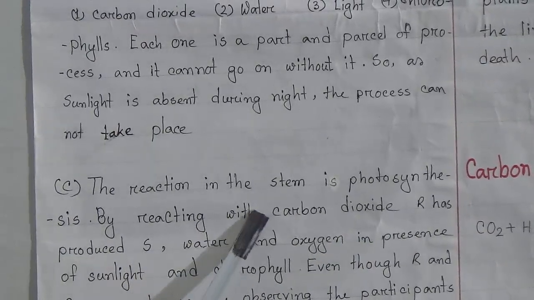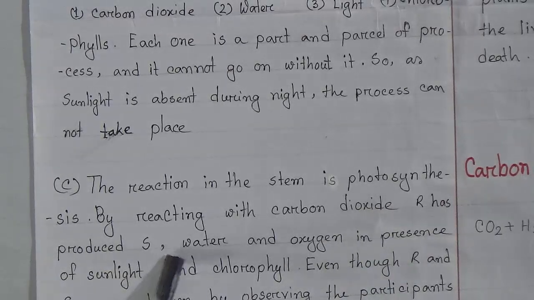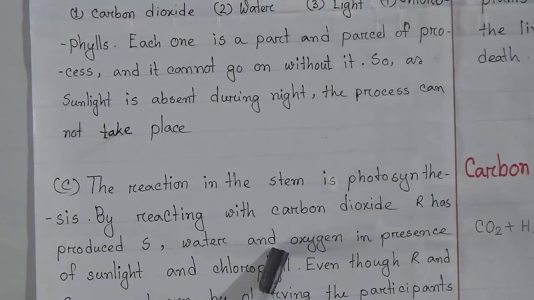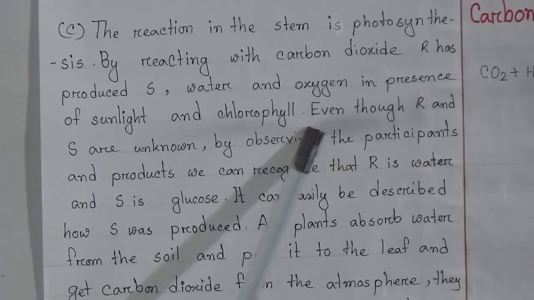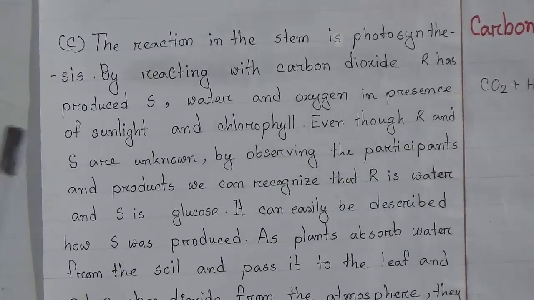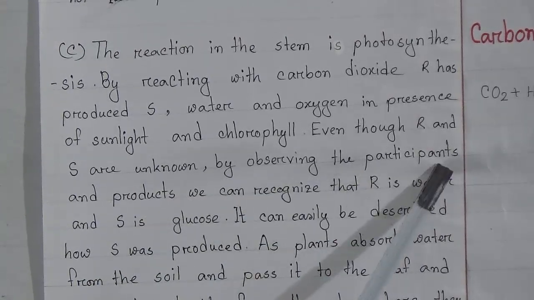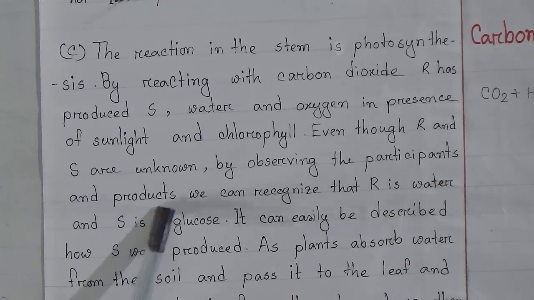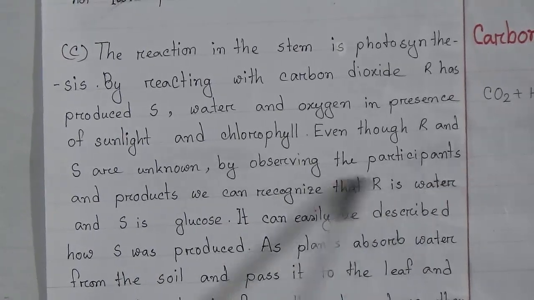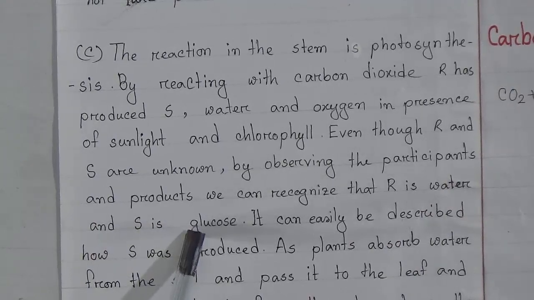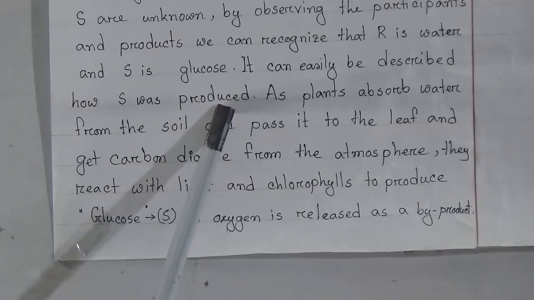By reacting with carbon dioxide, R has produced S, water and oxygen in presence of sunlight and chlorophyll. Even though R and S are unknown, by observing the participants and products, we can recognize that R is water and S is glucose. It can easily be described how S is produced.